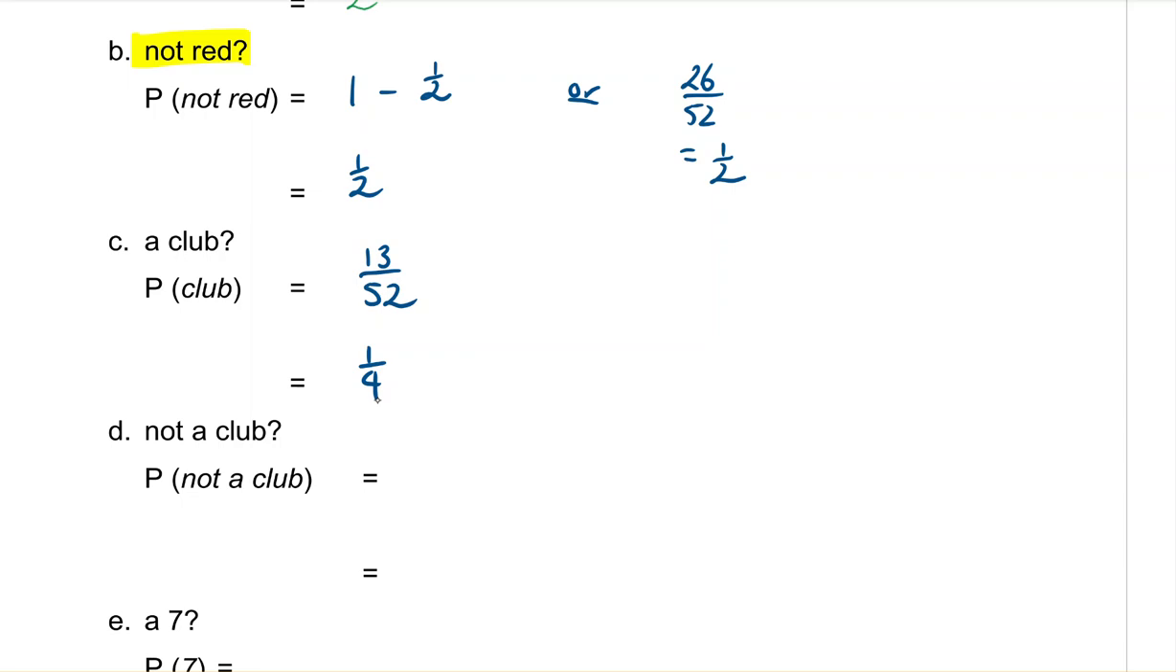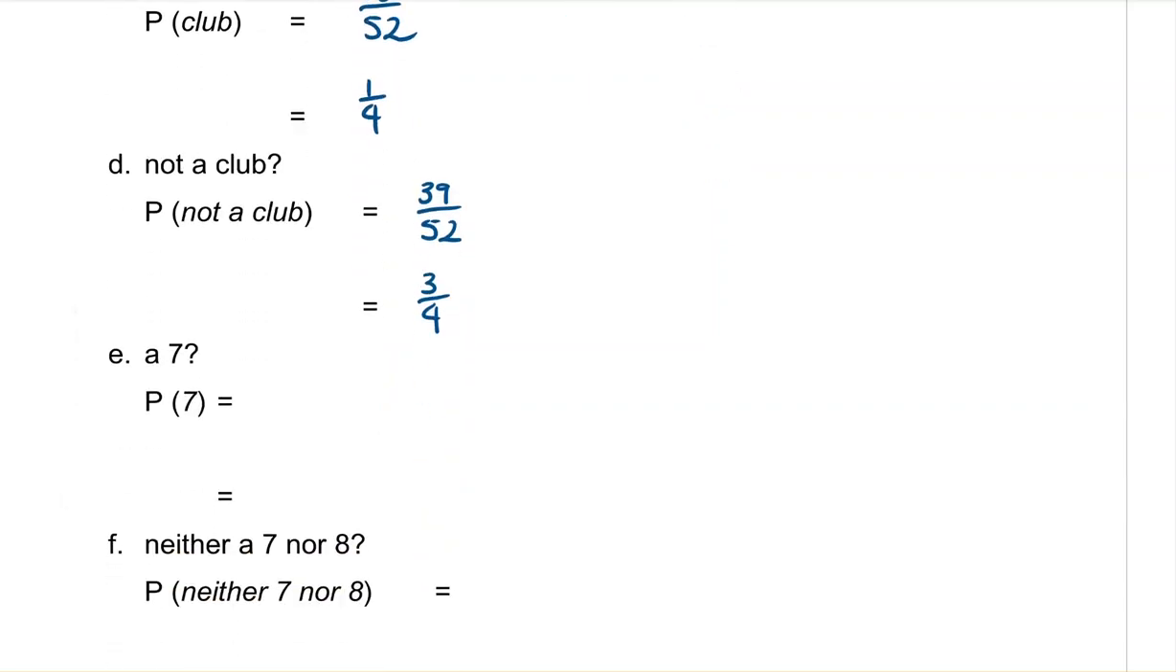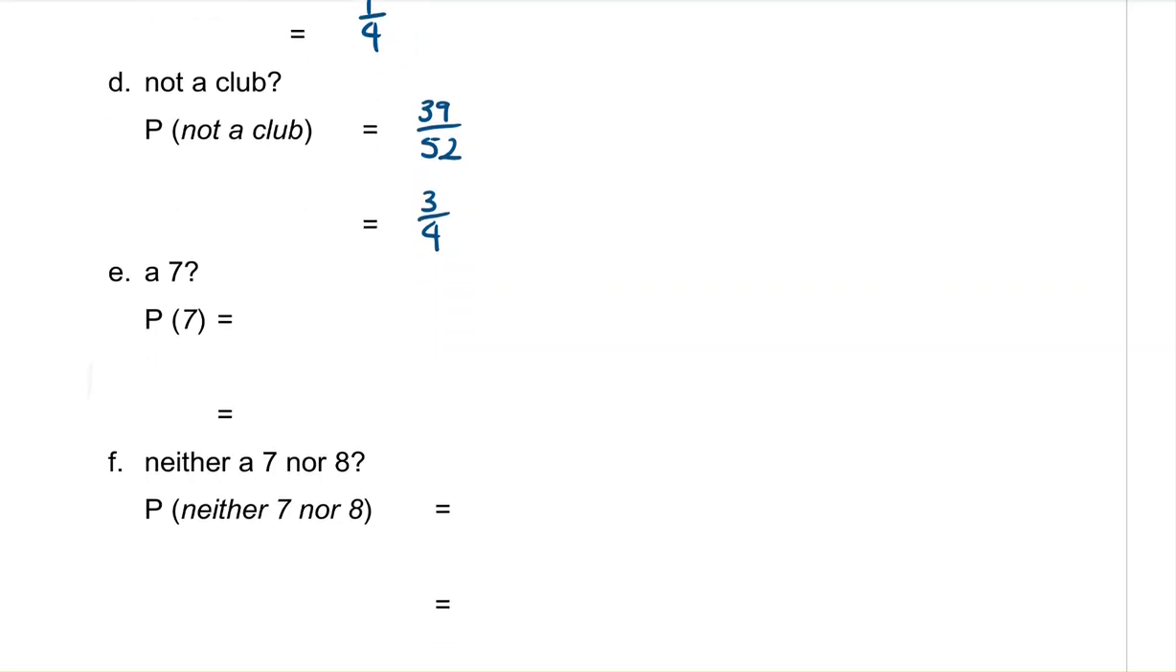Yes. Okay, so question D. We want the probability of not a club. So let's do that by looking up here. Not a club means these 3 rows, the first 3 rows, 3 lots of 13 would be 39 out of the 52, which simplifies to be 3/4. And again, you could have done that by doing the complementary event. If there's a 1/4 chance of getting a club, that means there's a 3/4 chance of not getting a club. They must add to give 1. So could you just have done 1 minus? Yes, you could have, absolutely.